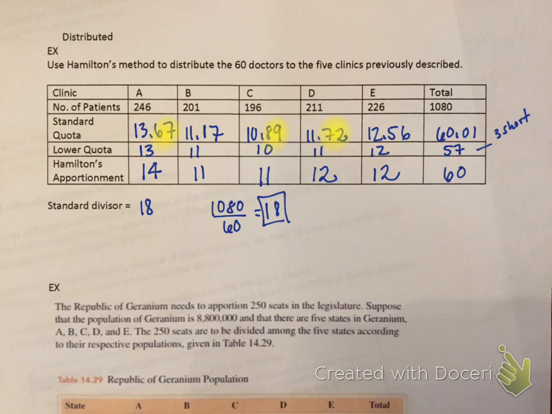So the next example says the Republic of Geranium needs to apportion 250 seats in legislation. Suppose that the population of Geranium is 8,800,000 and that there are 5 states in Geranium, A, B, C, D, and E. The 250 seats are to be divided among the 5 states according to their respective populations given in Table 14.29.